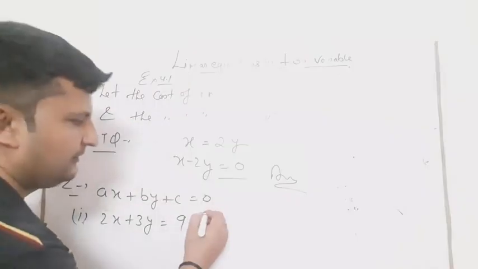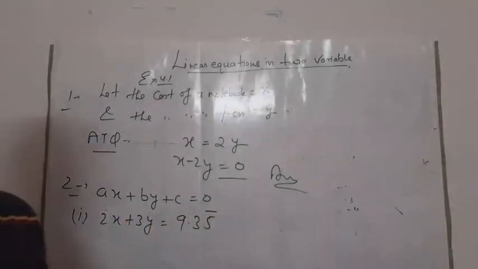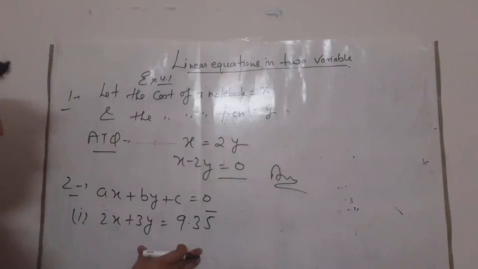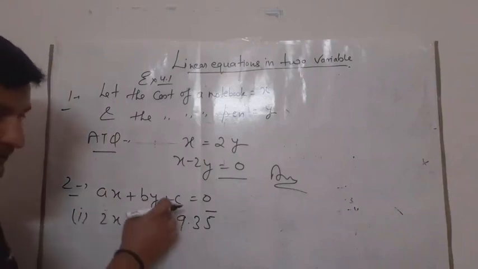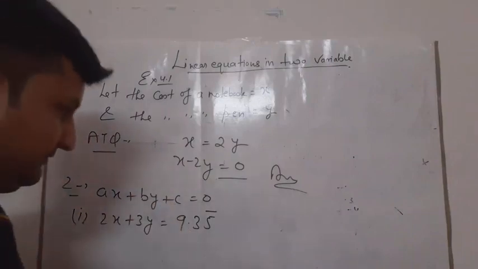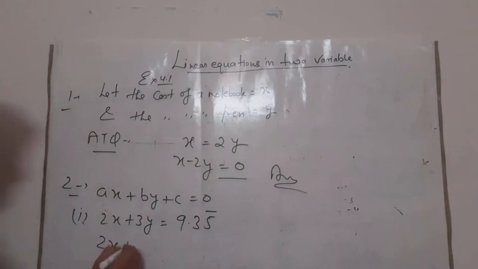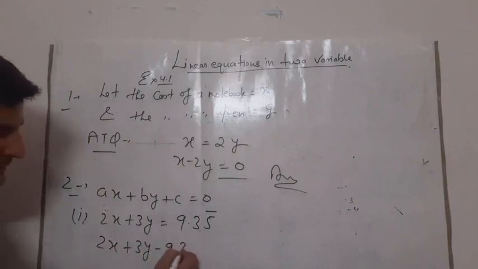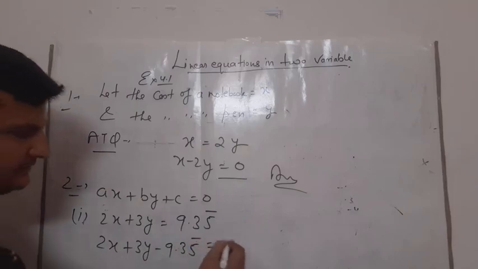9.35 bar. Only the bar is 5. So what can we do first? We have to write it in the form of ax plus by plus c. So we can write 2x plus 3y, it will become here minus sign is equal to 0.